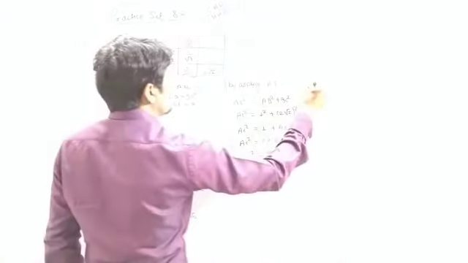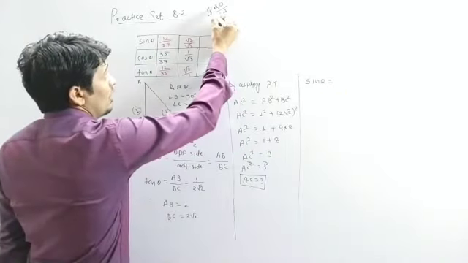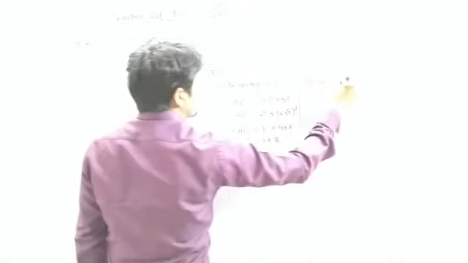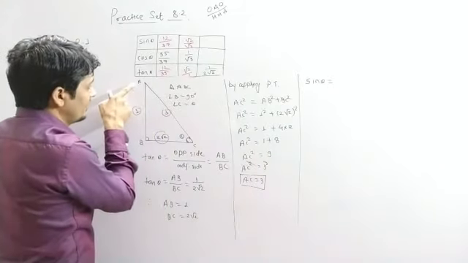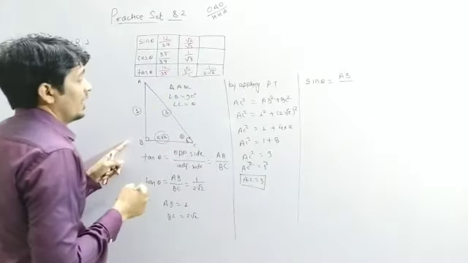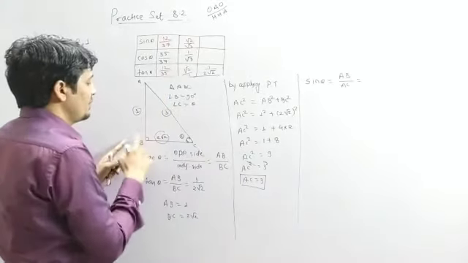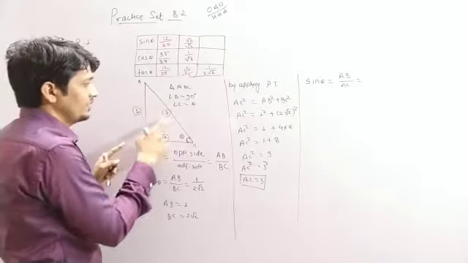So now sin theta equals to opposite side divided by hypotenuse. So what is the opposite side here? AB. So we have to write AB divided by hypotenuse, which is AC. Therefore, AB is 1 and AC is 3. So 1 divided by 3 will be the answer.